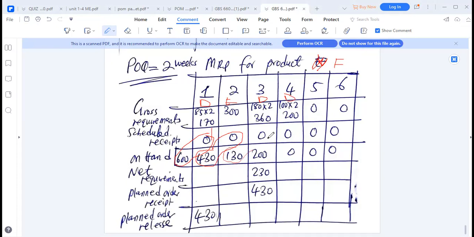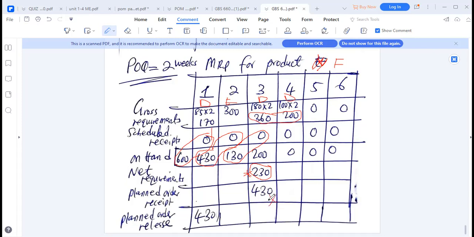130 plus 0 minus the 360. We have a problem here. We have the shortage of 230. So the POQ of 2 weeks means that we need to order in that week when we have a problem of the net requirements of 230. So we order the 360 plus the 200, so we are ordering the total of 560 units. Now we already have a 130, so minus 130. So we should order a 430.